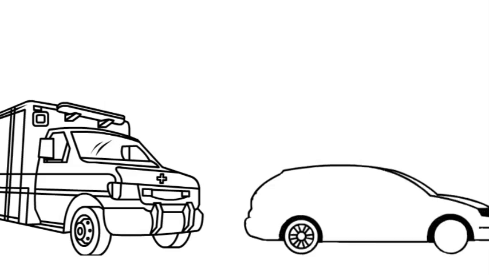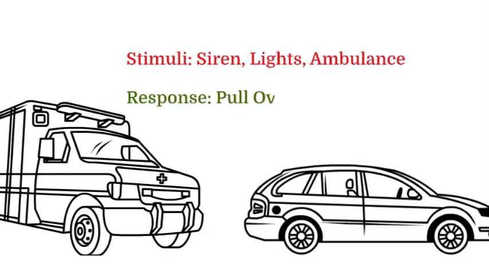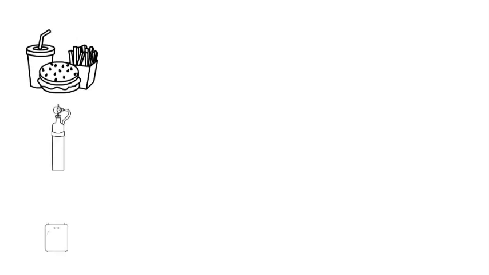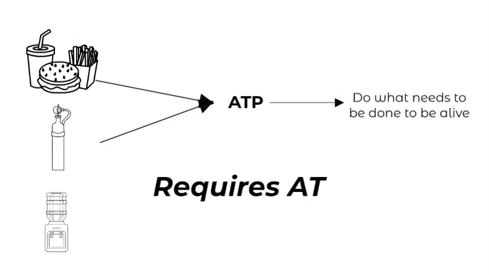Living organisms have the ability to respond to stimuli. When you get the stimuli of an ambulance and its siren behind you, you pull over and let them pass. We know that living organisms require food, oxygen, and water. The way we get food is different for different organisms, but most of that food and all of that oxygen is used for that organism to make the energy molecule ATP. And living organisms need ATP for energy to do what they need to be done to stay alive.